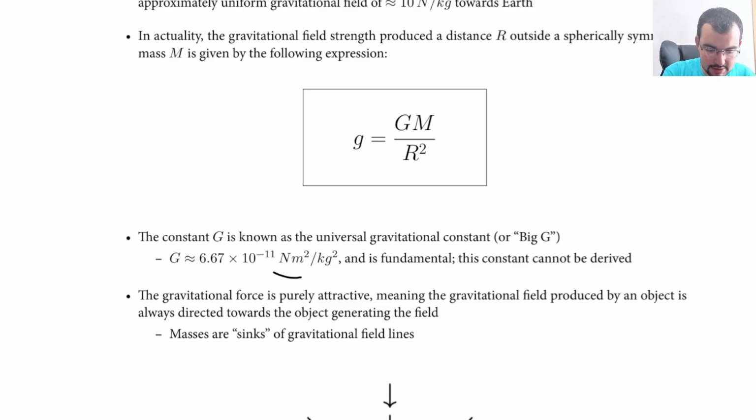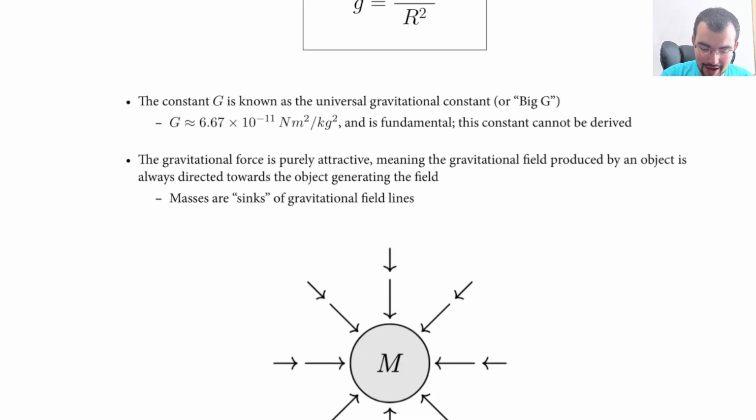And it has these nasty units, and it's approximately 6.67 times 10 to the minus 11. This is not a derivable constant. This is something that is just known in our universe. So the gravitational force is purely attractive, and this field falls off quadratically with distance. As a result, the field is decreasing as you get farther and farther out.